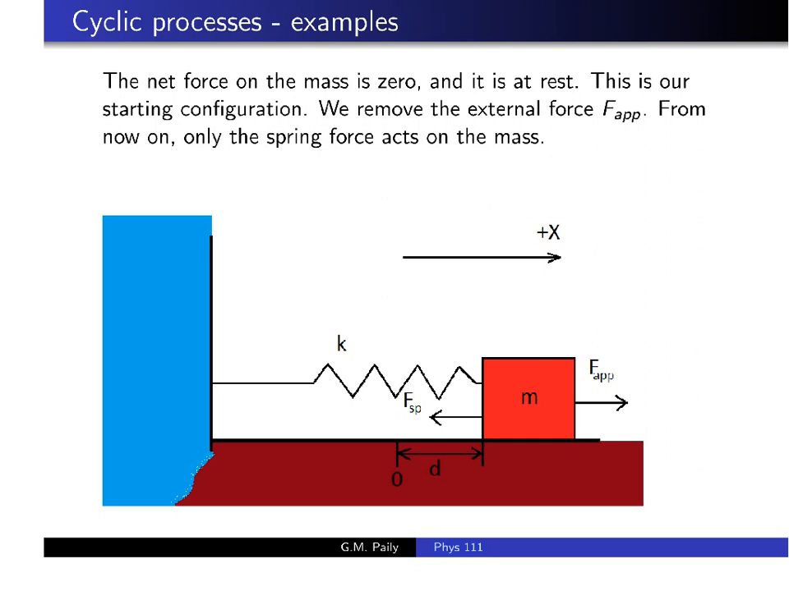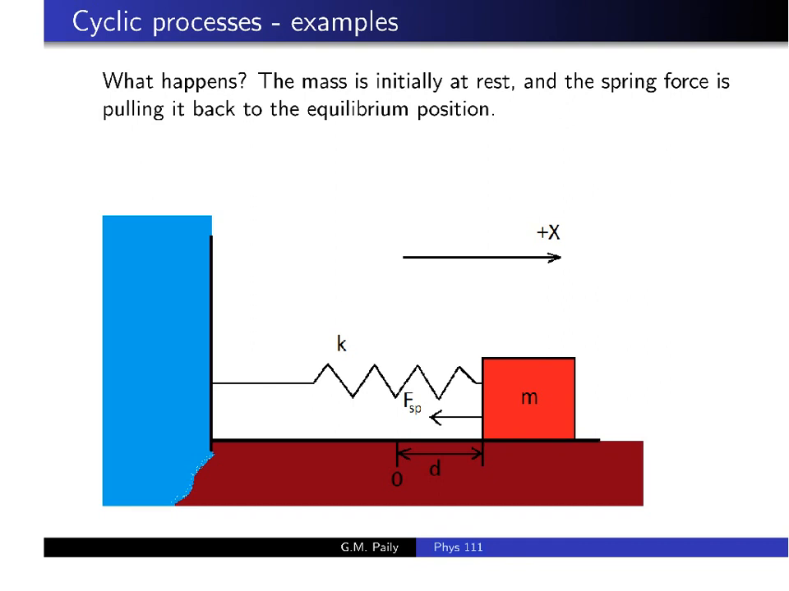So this is our starting configuration. We've just let go of the block. Its velocity is still zero, but the spring force is acting, so it is not going to stay at velocity zero. The spring force starts accelerating the block to the left. It's trying to pull it back to the equilibrium position, because once the block is back at x equals 0, the spring will no longer be stretched, and so there won't be a spring force.